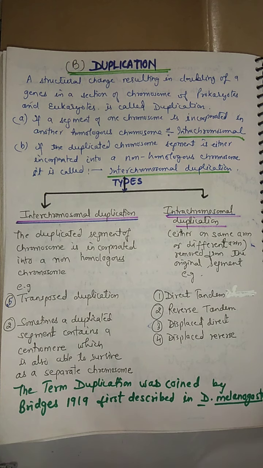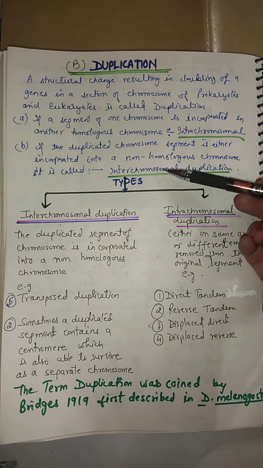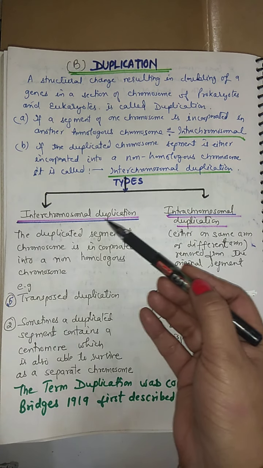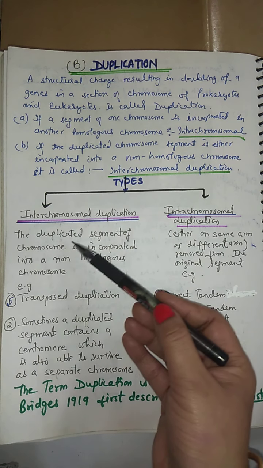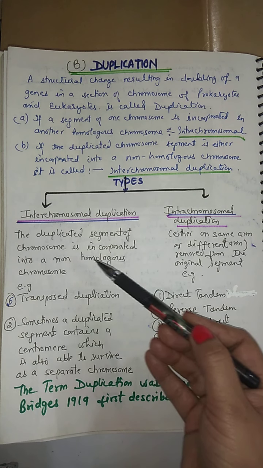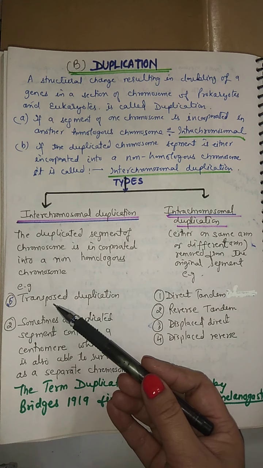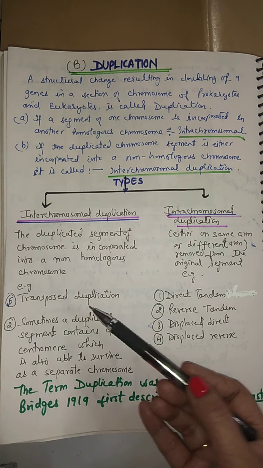The duplication is categorized into two: intrachromosomal and interchromosomal duplication. Interchromosomal duplication: here the duplicated segment of chromosome is incorporated in a non-homologous chromosome, and its example is transposed duplication.